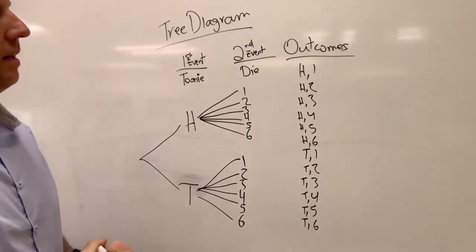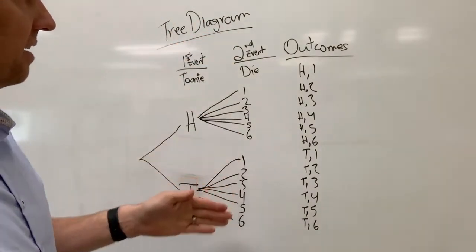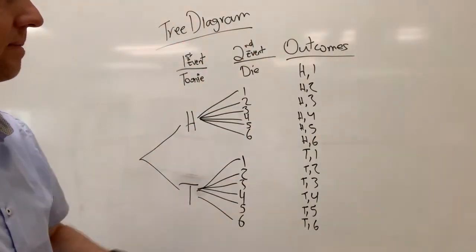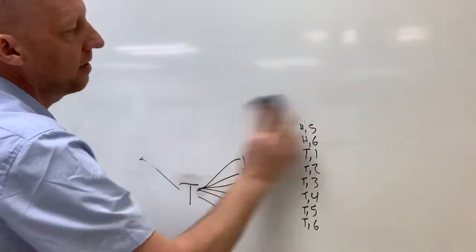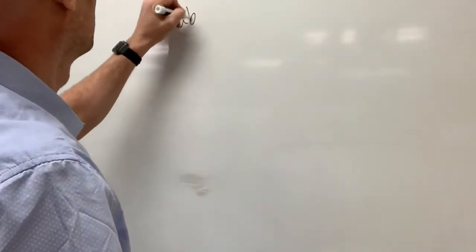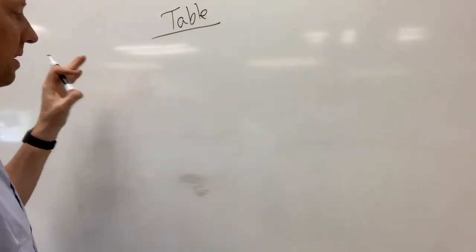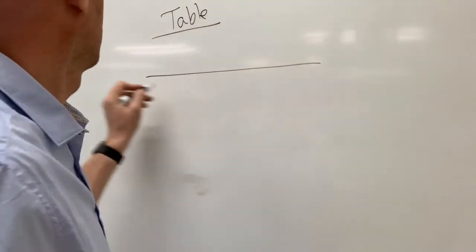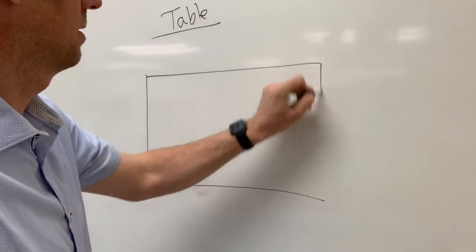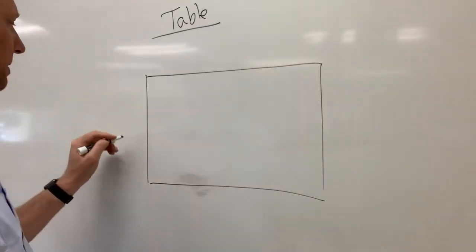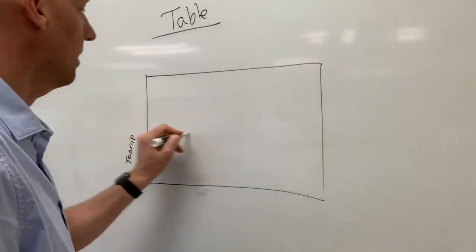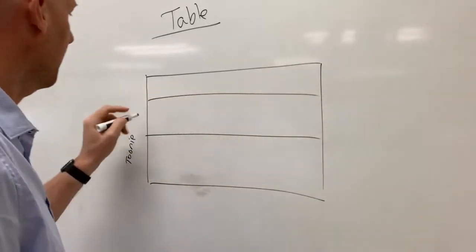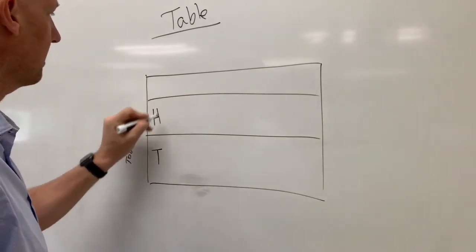Okay? First event, second event, all the possible outcomes. That's a tree diagram. The third and final way we'll show you is using a table. A table is going to be the 2 combined events. So we're going to draw a table. Again, on this one, I like to put the event with the fewest, so I'm going to put the toonie here. And again, our possible outcomes with a toonie are heads and tails.